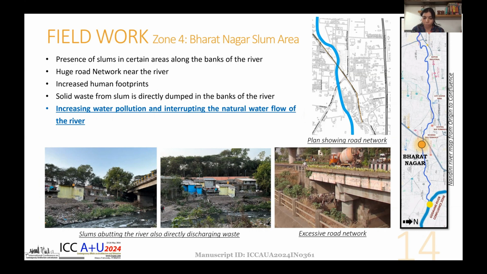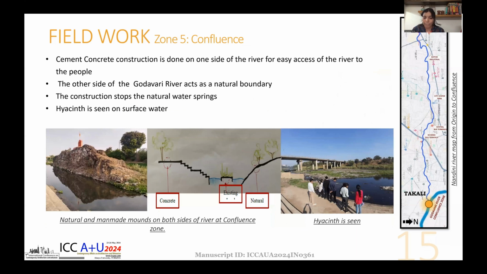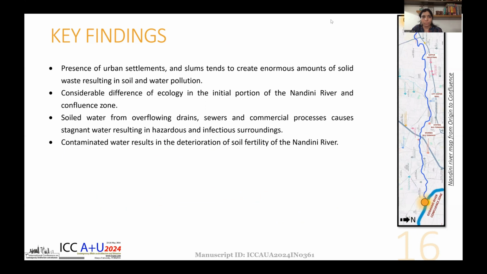A huge road network is observed. Soiled water is seen from overflowing drains and sewers. The merger of the two rivers is shadowed by the Ramdas Swami Bridge, and solid waste accumulation was observed below it. Along the edges of the river, concrete steps are constructed where algae formation is seen. Hyacinth was observed over a vast surface of water.